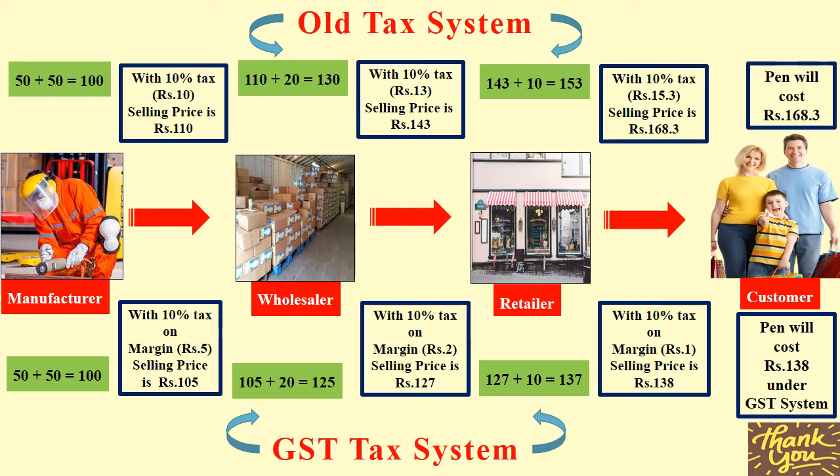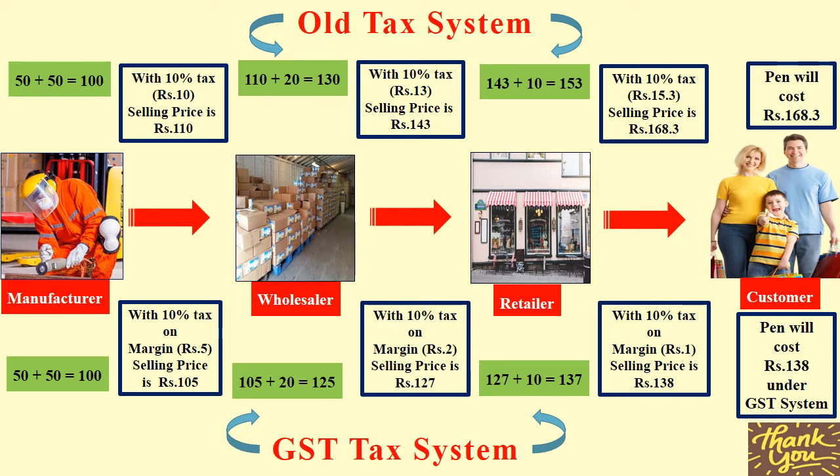Suppose a pen manufacturer buys a raw material for rupees 50 and he adds value of rupees 50, or we can say adds margin of rupees 50 to it. On this, the manufacturer pays 10% tax, that is rupees 10. So we can say that manufacturer sells the pen to the wholesaler for rupees 110. Then similarly, wholesaler adds margin of rupees 20. He also has to pay 10% tax. In this case, the wholesaler will sell the pen at rupees 143 to the retailer.